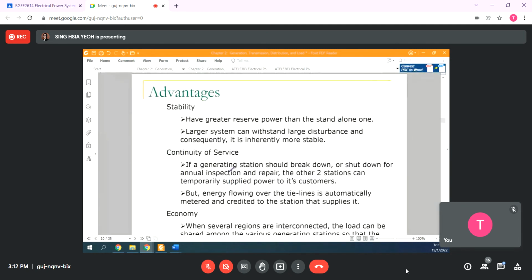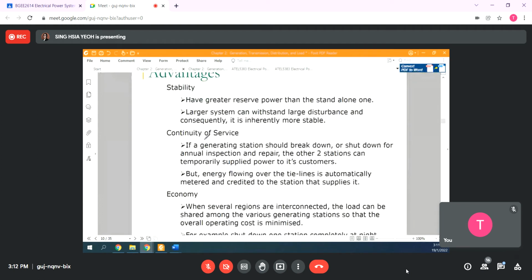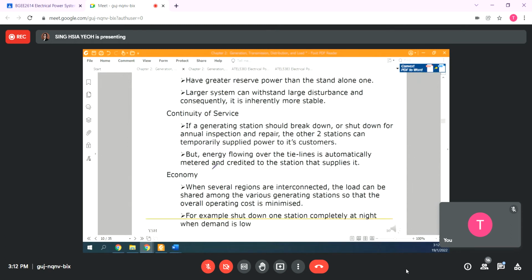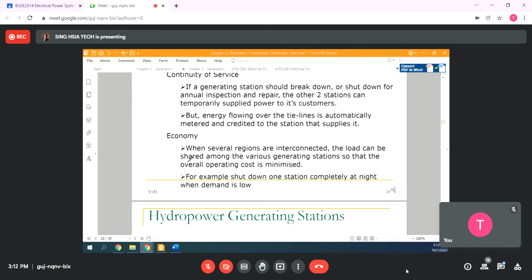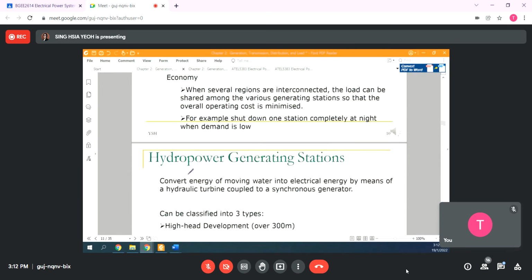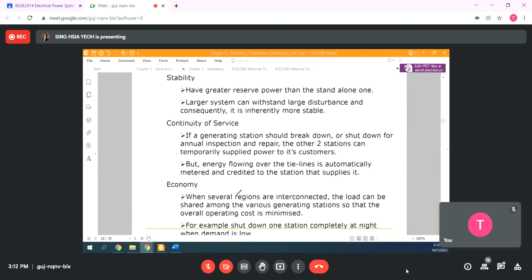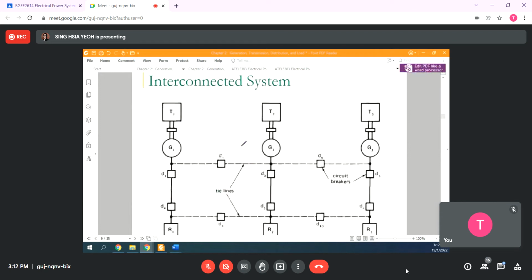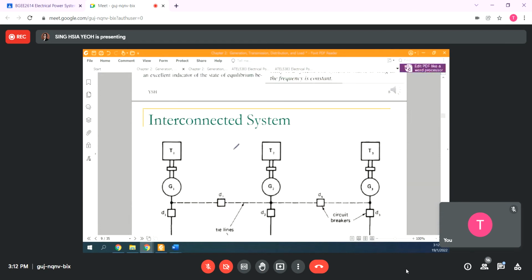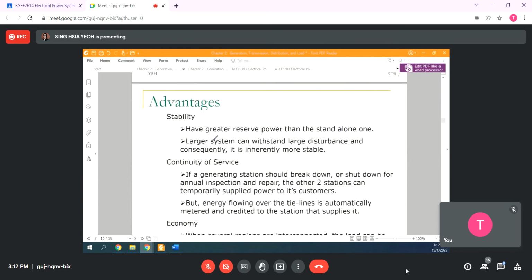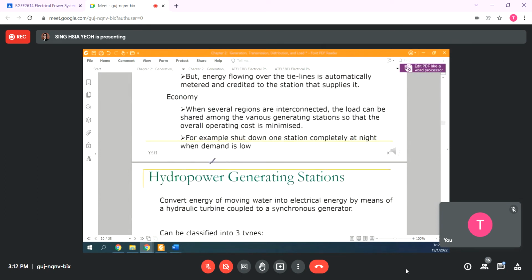Like why you do group assignments: stability, you have more power. Continuity of service: if one of them is sick, then the other two can work. Then economic: you can share the cost, so it's more economical. These kinds of questions, the advantages of an interconnected system, sometimes will be in the final exam.